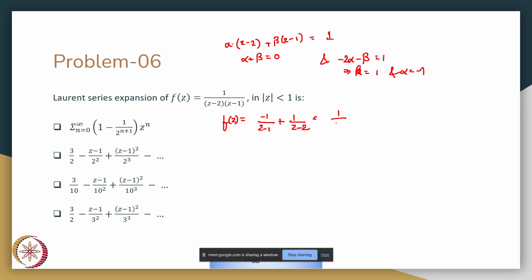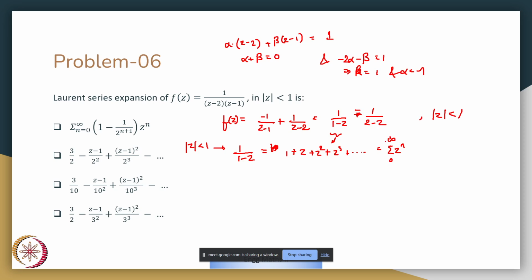Which, if we rewrite it for norm z less than 1, is nothing but 1 by 1 minus z minus 1 upon 2 minus z. So if I expand the first thing, 1 upon 1 minus z for mod z less than 1, 1 upon 1 minus z is 1 plus z plus z square plus z cube and so on. This is nothing but summation z raised to n from 0 to infinity.